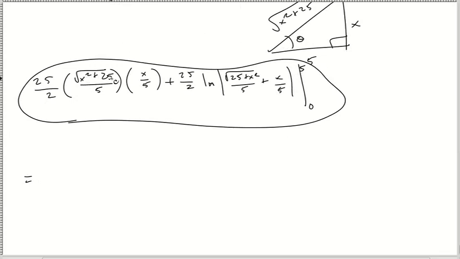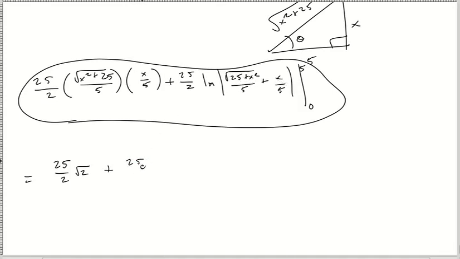I get 25 and 25 makes 50, so 5 square root of 2. Those 5s cancel, leaving just a square root 2. We got a 5 over 5 here, it's going to be a 1, so those cancel. So far, I've got 25 over 2 times the square root of 2. Plus, here I plug in a 5. Again, I get 25 and 25 makes 50. That's 5 square root 2, and the 5s cancel, so you get a square root 2. Here, 5 over 5 is a 1.